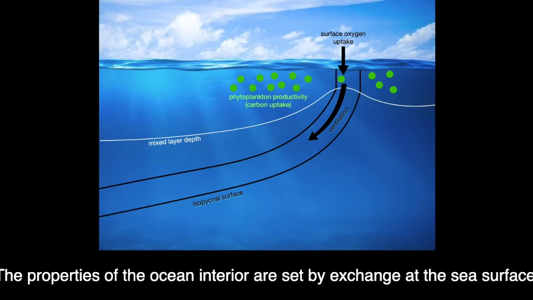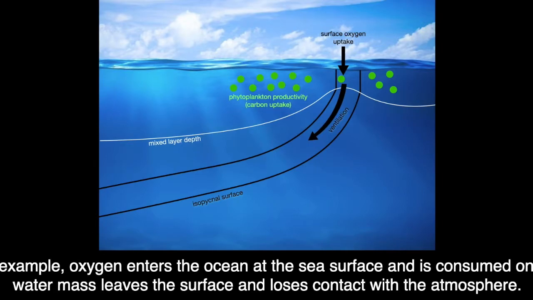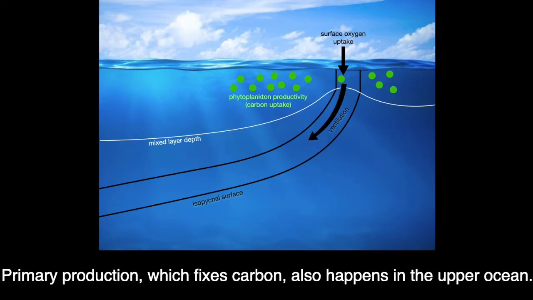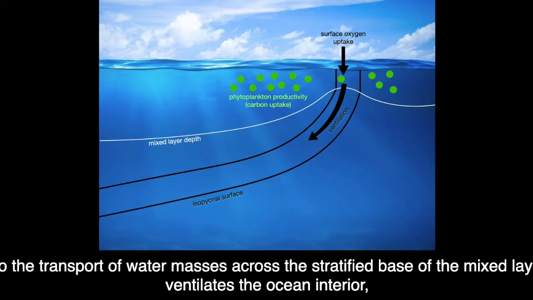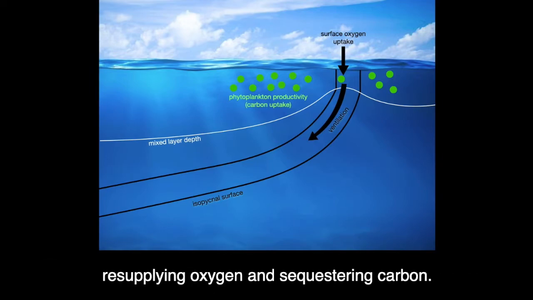The properties of the ocean interior are set by exchange at the sea surface. For example, oxygen enters the ocean at the sea surface and is consumed once a water mass leaves the surface and loses contact with the atmosphere. Primary production, which fixes carbon, also happens in the upper ocean. And so the transport of water masses across the stratified base of the mixed layer ventilates the ocean interior, resupplying oxygen and sequestering carbon.